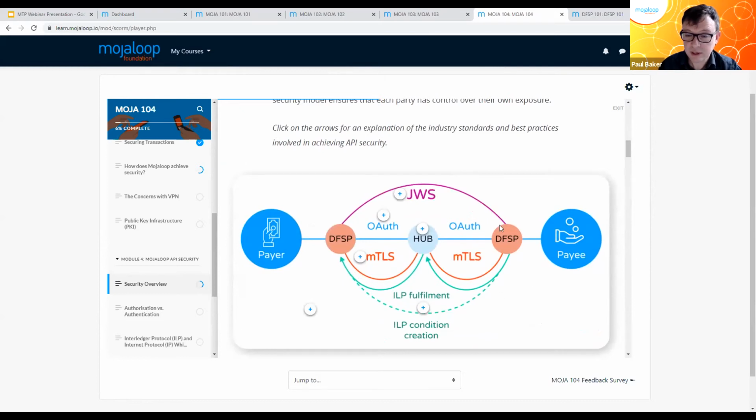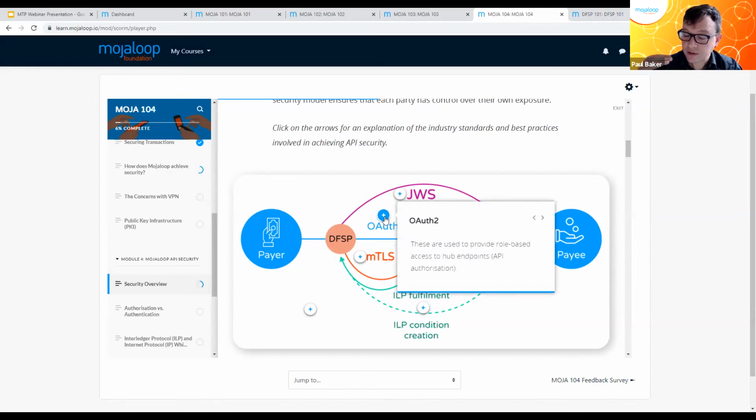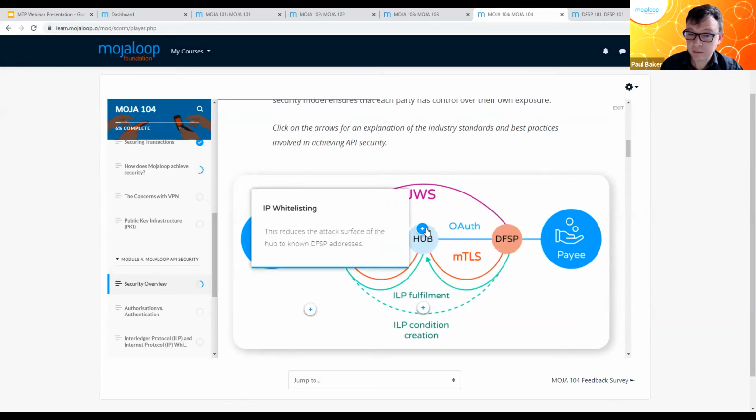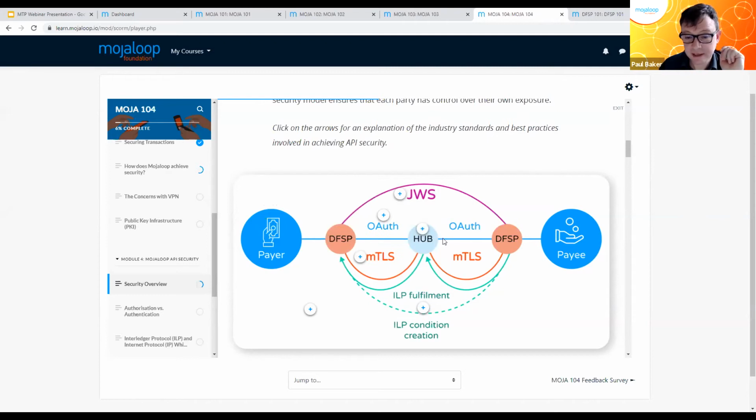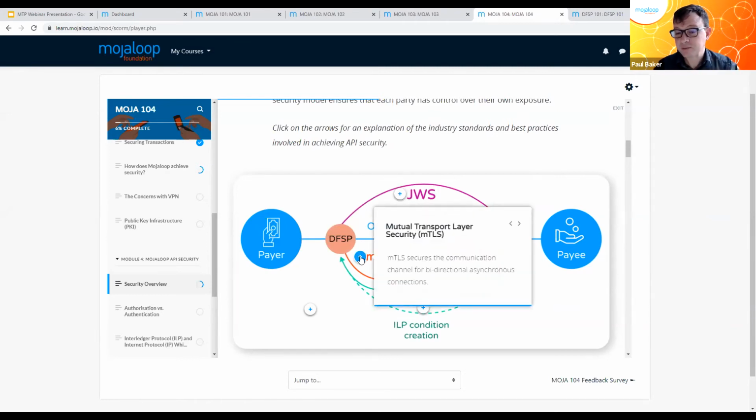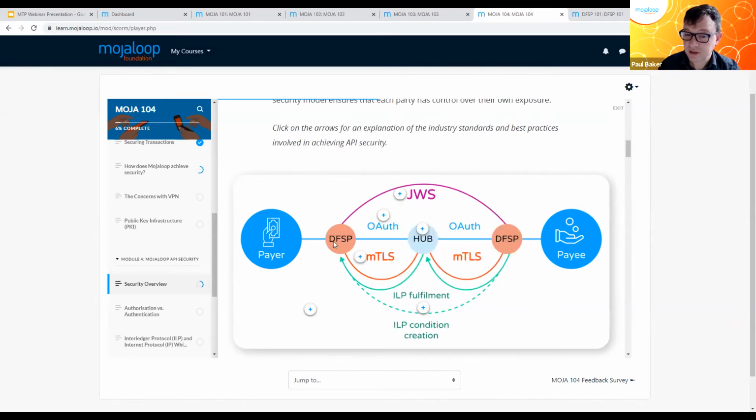So this is the high level picture. These are the different technology parts that fit together to provide the security of Mojaloop. So it starts off with OAuth, which gives you that authentication and authorization control of different endpoints. If you look at the hub, it's got whitelisting that makes sure that it's safe. In fact, this can be deployed on the internet. It's that safe. We've got Mutual TLS that provides this bi-directional asynchronous encrypted tunnel to very specific DFSPs. That ensures that only the whitelisted parties do have access, and that there's privacy around that to make sure that no one can look at the messages. And then we've got JWS.